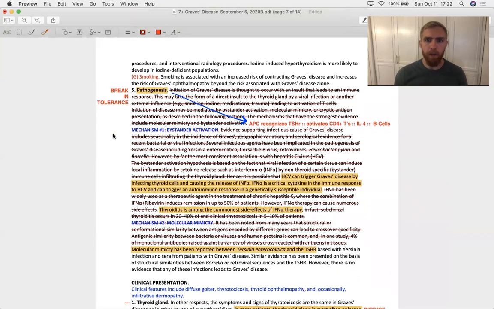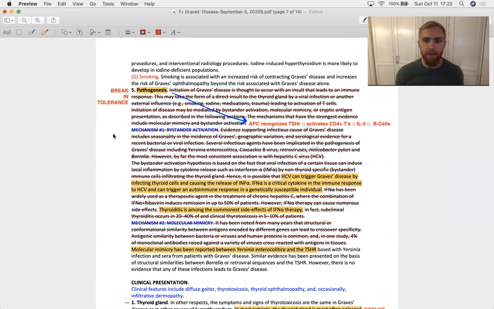Now, smoking is associated with a big risk of Graves' disease. And if they give you a bunch of risk factors and smoking is the only one on there that lines up, I'd say pick that. Now, how does it get rolling? There's a break in tolerance. You know that your body typically tolerates its own proteins, which means that it sees them, but it doesn't mount an immune response against them. So something's going to happen to get your body popping off against its own cells.